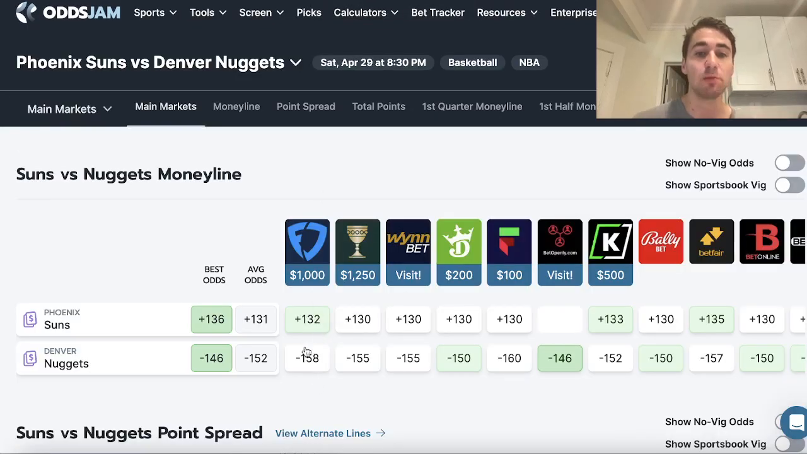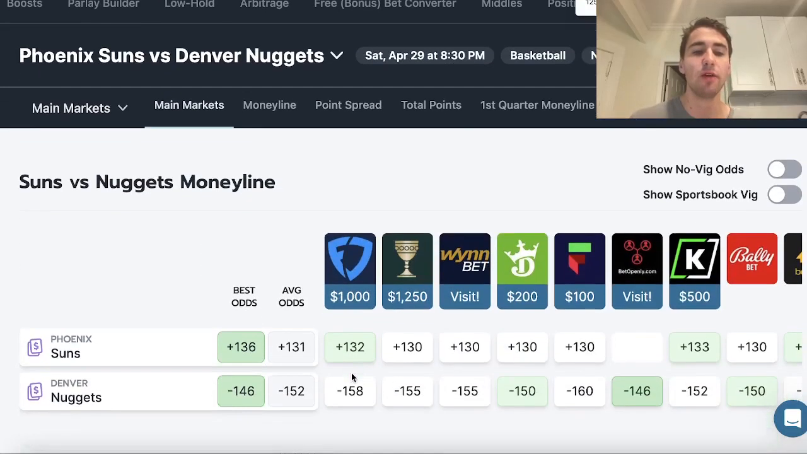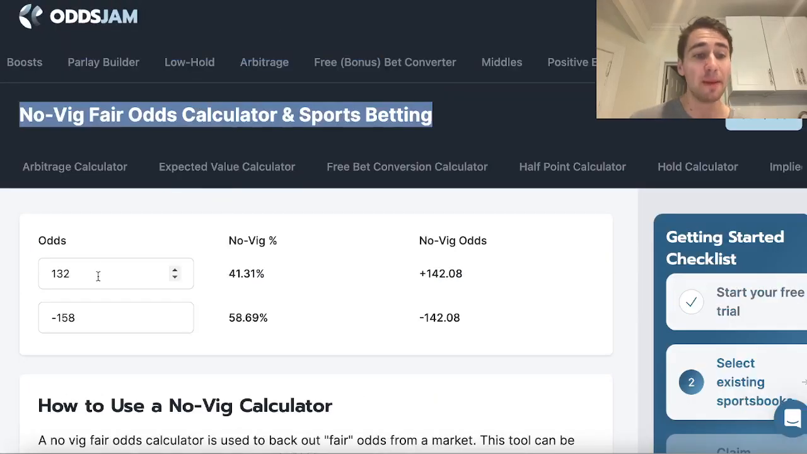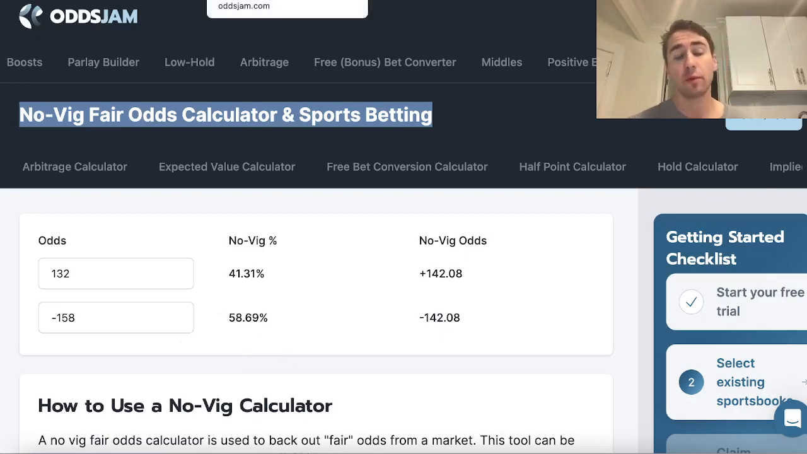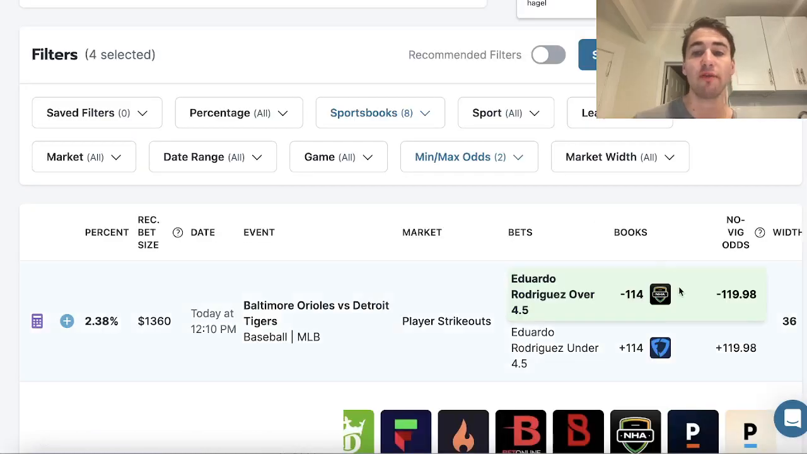You can take this market on FanDuel. They're giving you the Suns at plus 132, so the Suns are the underdog. They're going to be less than 50% to win. The Nuggets are minus 158. So according to a no-vig odds calculator, according to FanDuel's market, the odds they're putting out, the Nuggets are 58.69% to win this game, right? We know the Nuggets are the favored team, but we can quantify that mathematically.